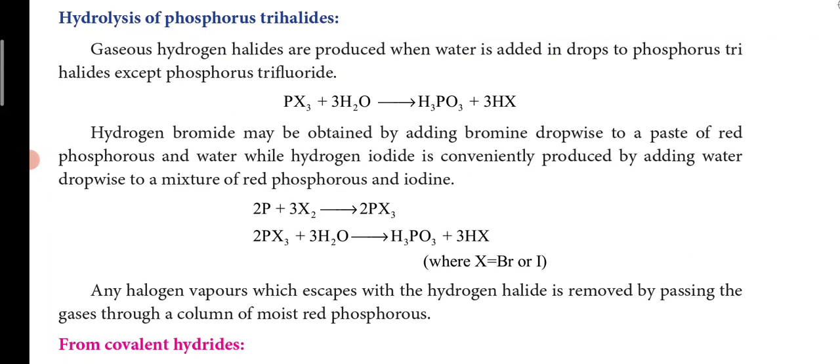Okay. Hydrogen bromide may be obtained by adding bromine dropwise to a paste of red phosphorus and water, while hydrogen iodide is conveniently produced by adding water dropwise to a mixture of red phosphorus and iodine. So that you will get hydrogen bromide or hydrogen iodide in either way.